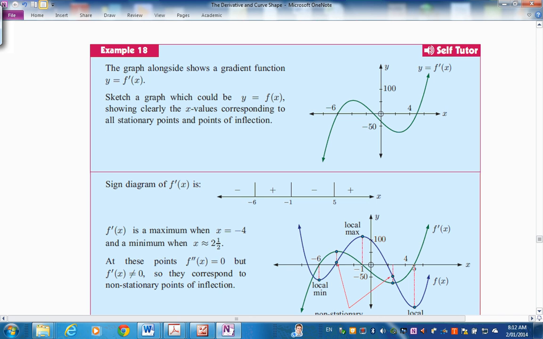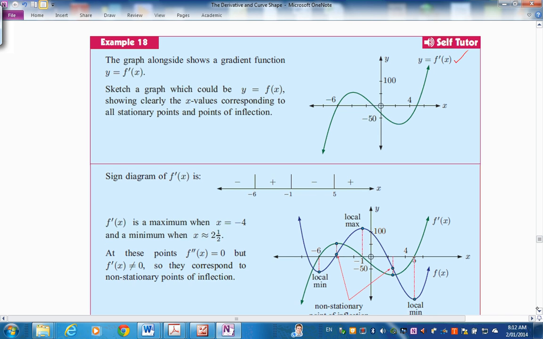Okay, example 18 now. Let's have a look. This is going back the other way. You're given the derivative and you've got to find the graph of the function. So let's see if we can do it now.